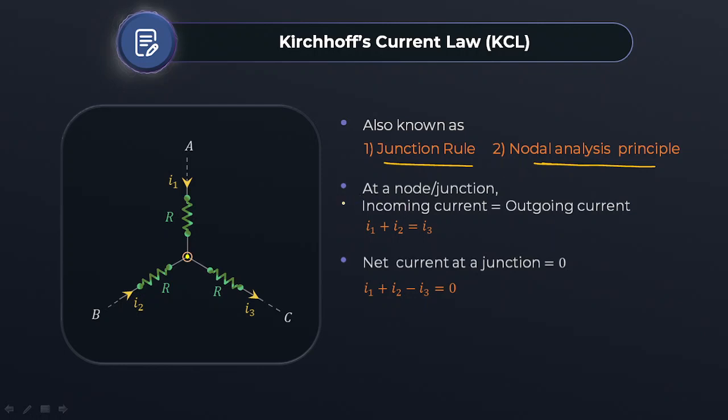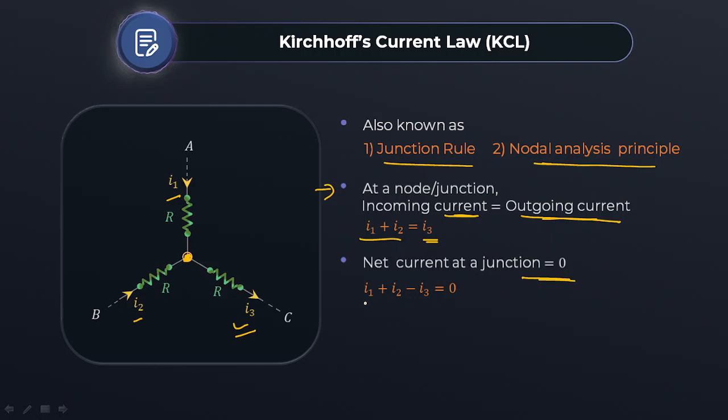In the junction law, the incoming current will be equal to the outgoing current, because at a junction there is no accumulation of charge. Whatever charge comes towards the junction, the same amount of charge will be leaving also, right? For a given time interval. So we can say that total incoming current will be equal to total outgoing current. So in this circuit, if you see, incoming current towards the node is how much? I1 and I2, current is moving towards the node. So I1 plus I2 should be equal to I3, right? Net current at the junction should be equal to 0.